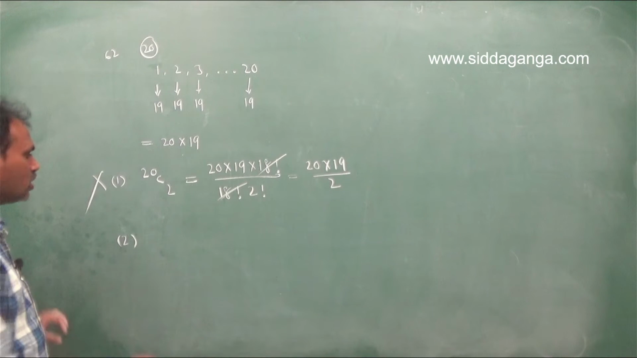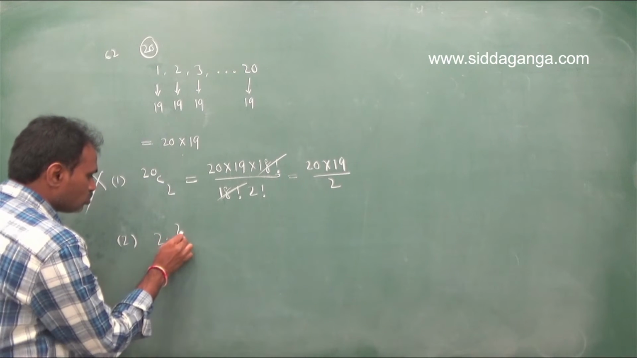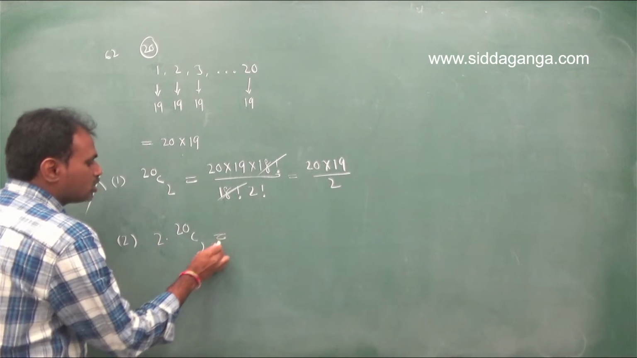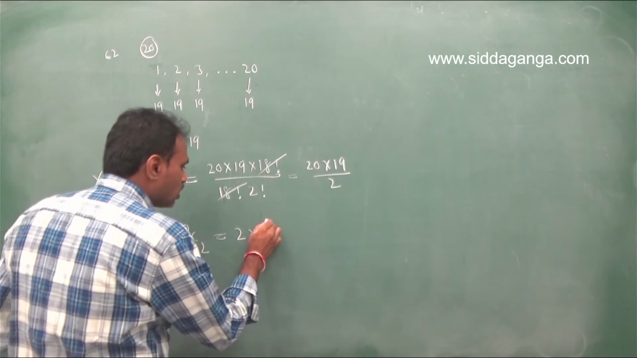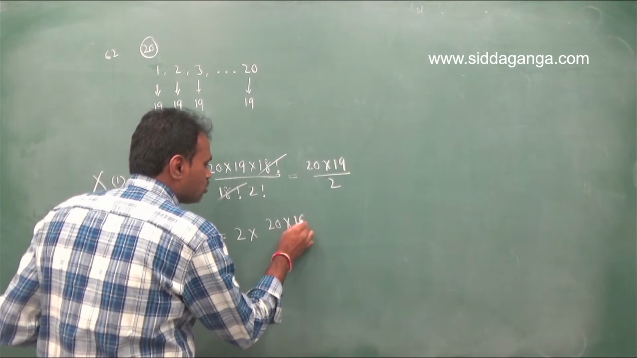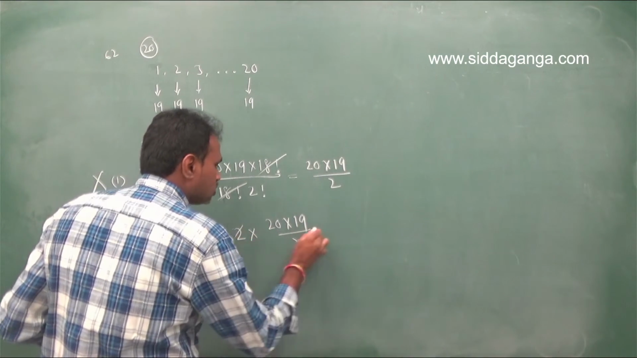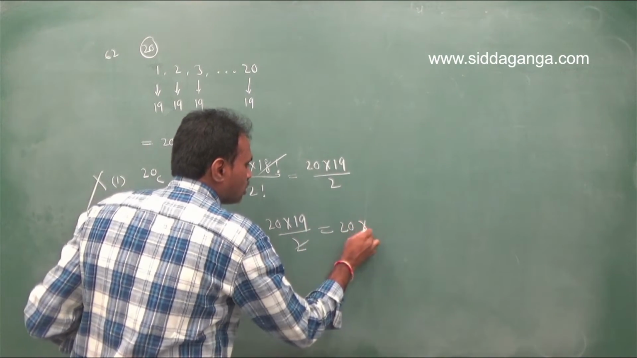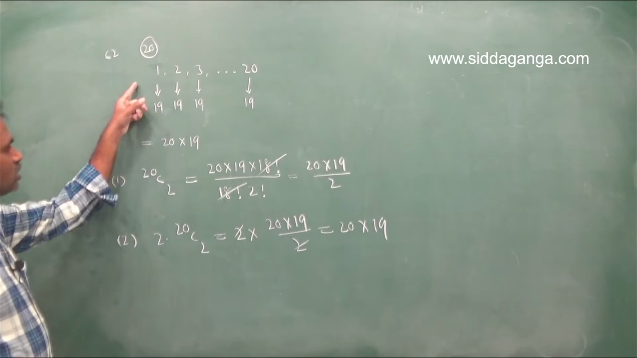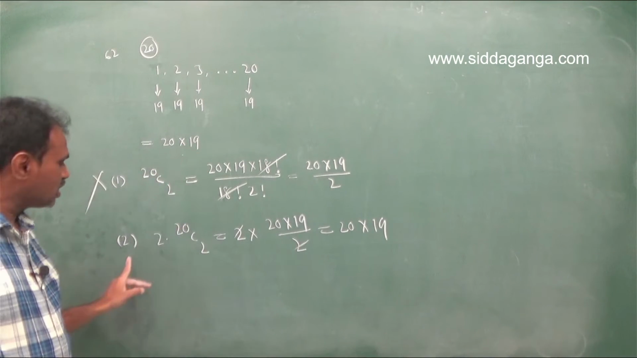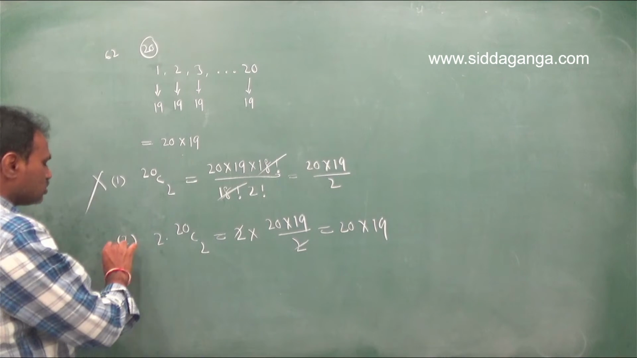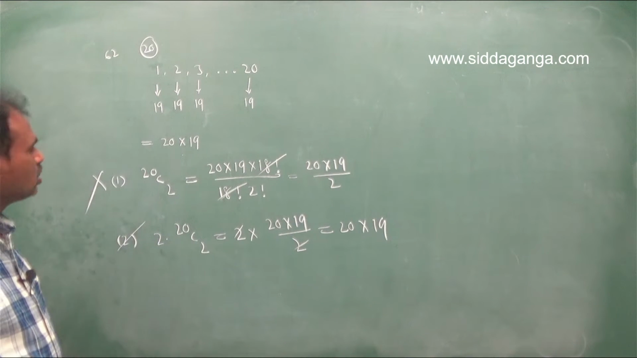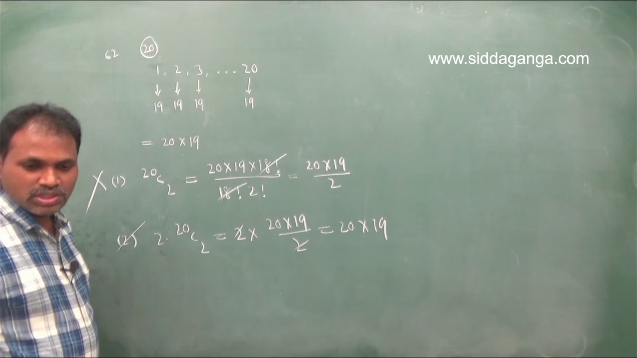Now I am checking second option, 2 into 20C2. Already we know 20C2 value is 20 into 19 by 2. Therefore, 2 gets cancelled. It is equal to 20 into 19. Therefore, here 20 into 19 and second option also 20 into 19. Therefore, the second option is coinciding with the answer. Therefore, second option is right.